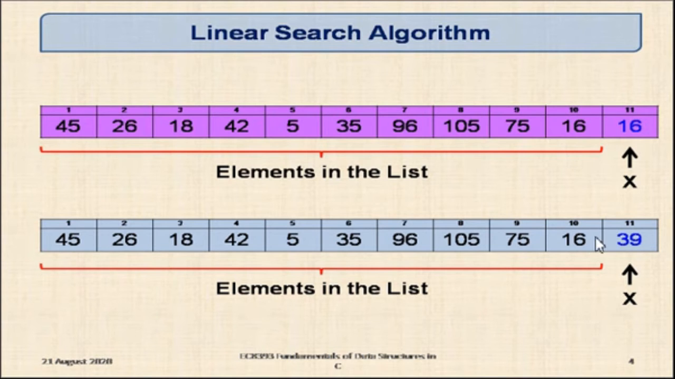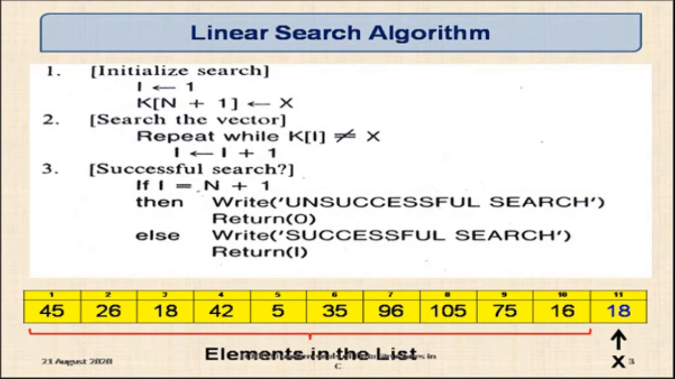Then the value of I becomes 11. Then it will come to the next step. This condition is satisfied, so it will simply write unsuccessful search. That means the item we are searching for is not available in the list. So return of 0, location 0 will be returned back to the main function. No location is 0 in our list. Our list is having the locations 1 to 10. If we get 0 as the answer, that means that is an unsuccessful search.